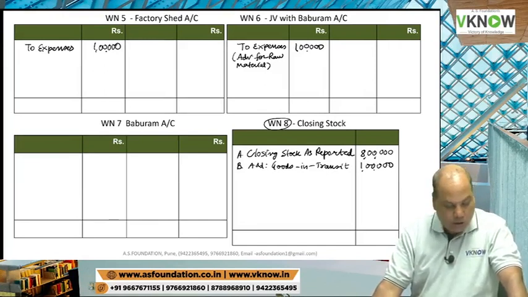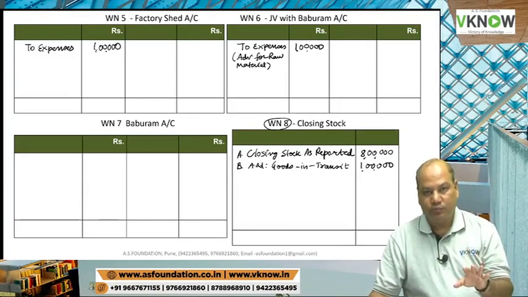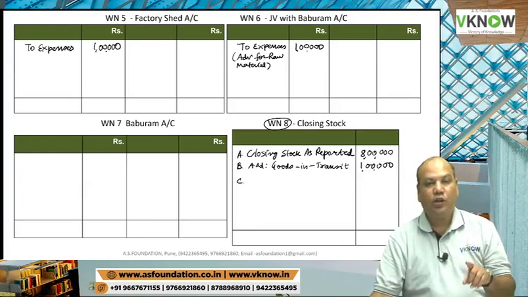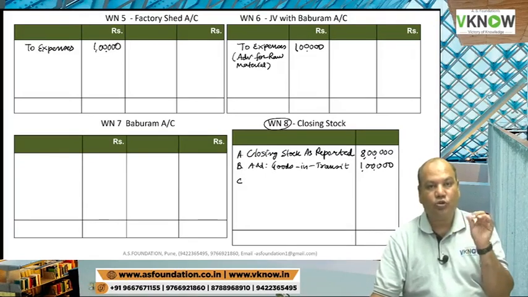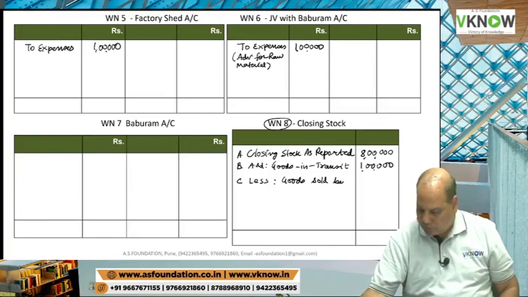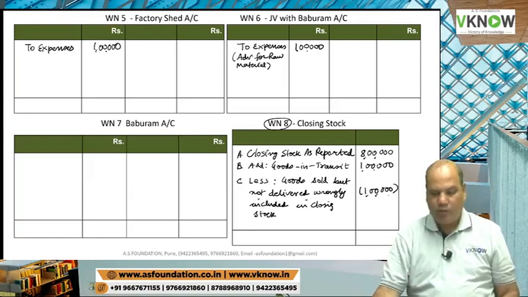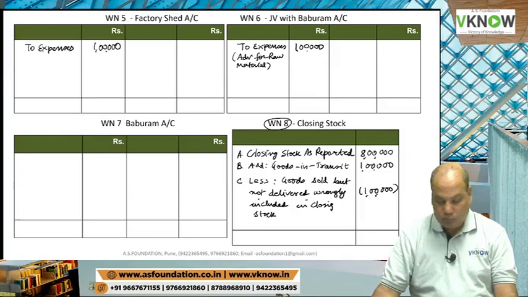Adjustment number 4. A customer who has purchased goods for rupees 1 lakh has not taken delivery. The value of such stock was inadvertently included in the closing stock. So here goods have been sold, but the customer has not taken delivery. So they have included it in sales also, and in closing stock also. So we will remove it from the closing stock: less goods sold but not delivered, wrongly included in closing stock, 1 lakh. Just keep it here. We'll come back to this. Sales will not adjust.